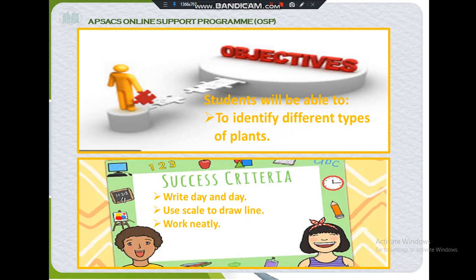Now, the objective for today's lesson is that students will be able to identify different types of plants. The success criteria for this work, which is given at the end of this tutorial, is that you have to write the day and date on the top of your page, use a scale to draw lines, and work very neatly.